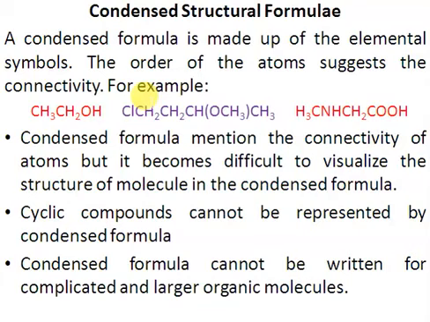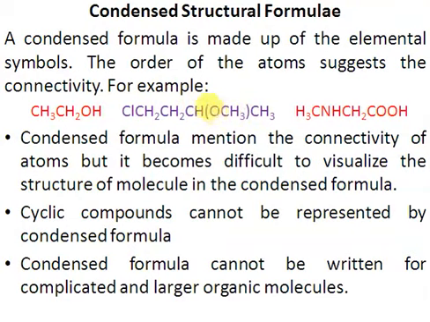But the problem is that if the structure is more complex, then it often becomes difficult to interpret the condensed formula. As the structure becomes more complex, it becomes difficult to understand the connectivity. Just for example, consider this structure. We have chlorine bonded with CH2, CH2 bonded with CH2, then we have CH, and here we have this bracket.